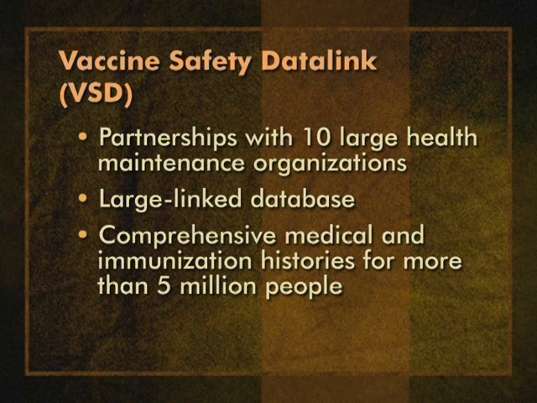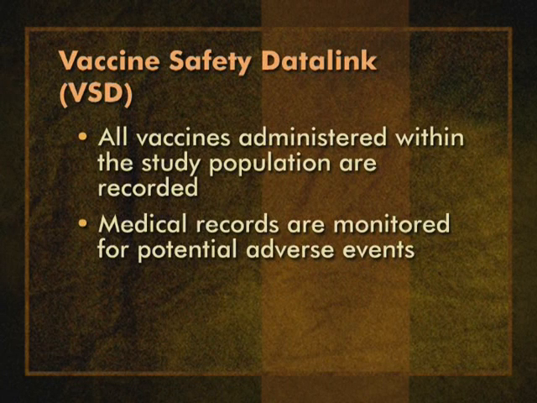VSD is an example of a large linked database and includes comprehensive medical and immunization histories for more than 5 million people. All vaccines administered within the study population are recorded. Available data include vaccine type, date of vaccination, concurrent vaccinations, those given during the same visit, the manufacturer, lot number, and injection site. Medical records are then monitored for potential adverse events resulting from immunization.